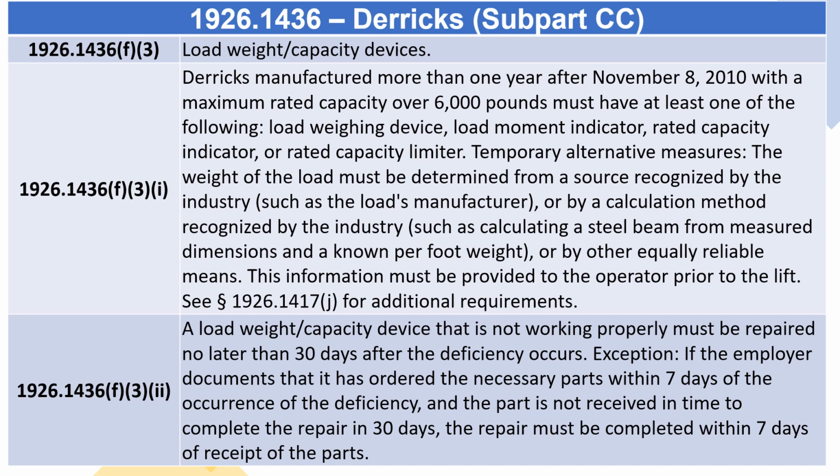A load weight/capacity device that is not working properly must be repaired no later than 30 days after the deficiency occurs. Exception: if the employer documents that it has ordered the necessary parts within 7 days of the occurrence of the deficiency, and the part is not received in time to complete the repair in 30 days, the repair must be completed within 7 days of receipt of the parts.